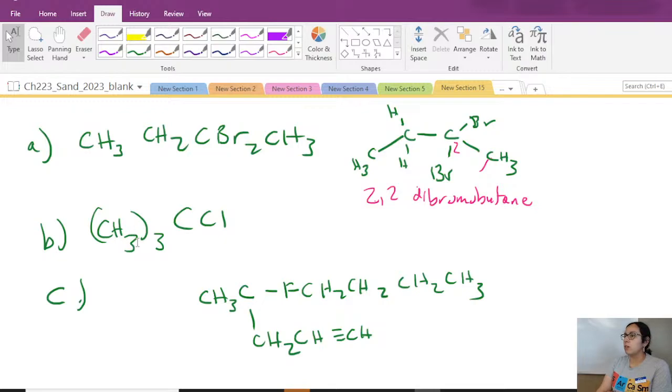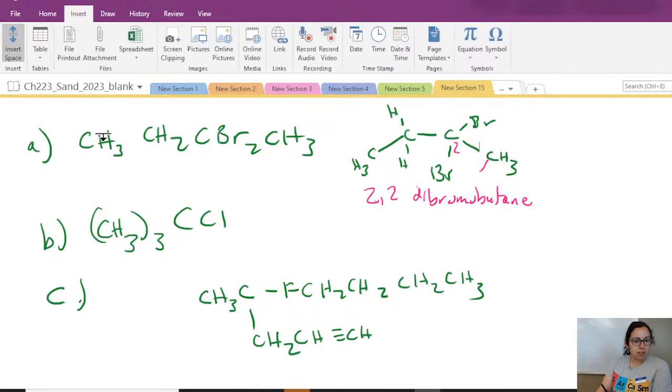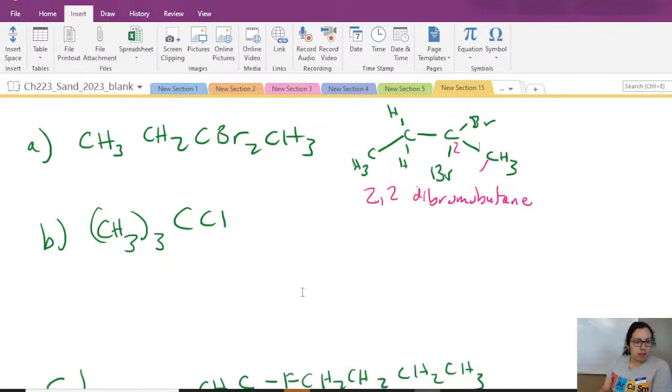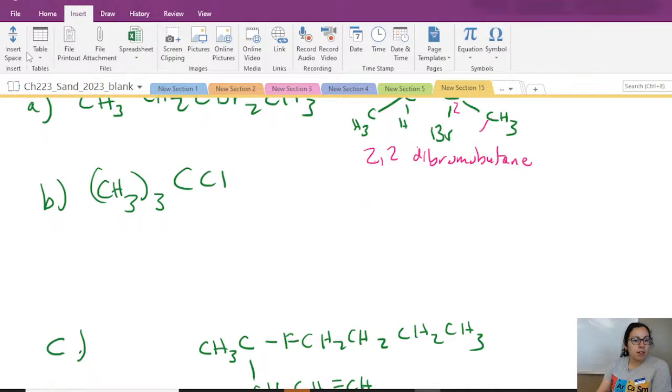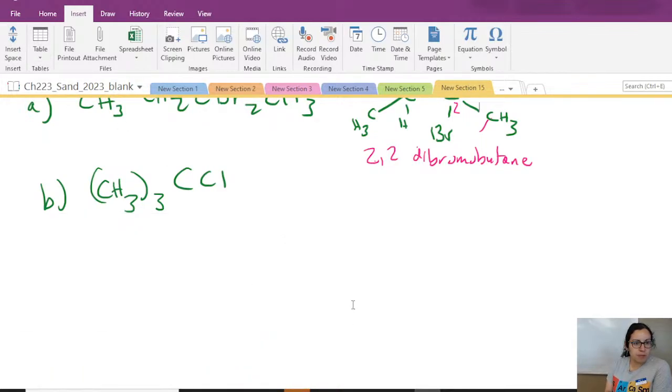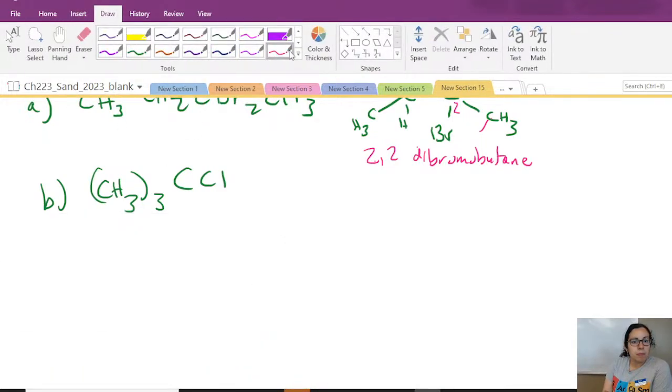Are we ready for this one? Do we need some more time? Okay, let's at least, I'll draw it in a slightly better form. So we have C, so 3 CH3s attached to this carbon.